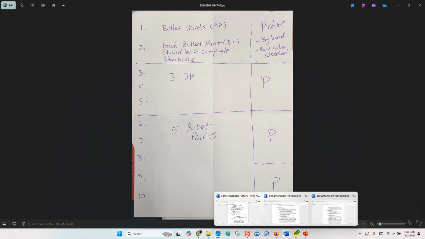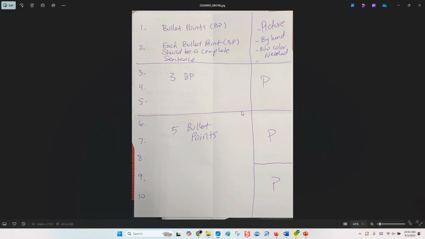We're going to do cutouts the rest of the year, so the same idea is going to happen. It's just that the notes are going to change and the sections are going to change, but the idea is going to be the same: bullet points with pictures by hand here.